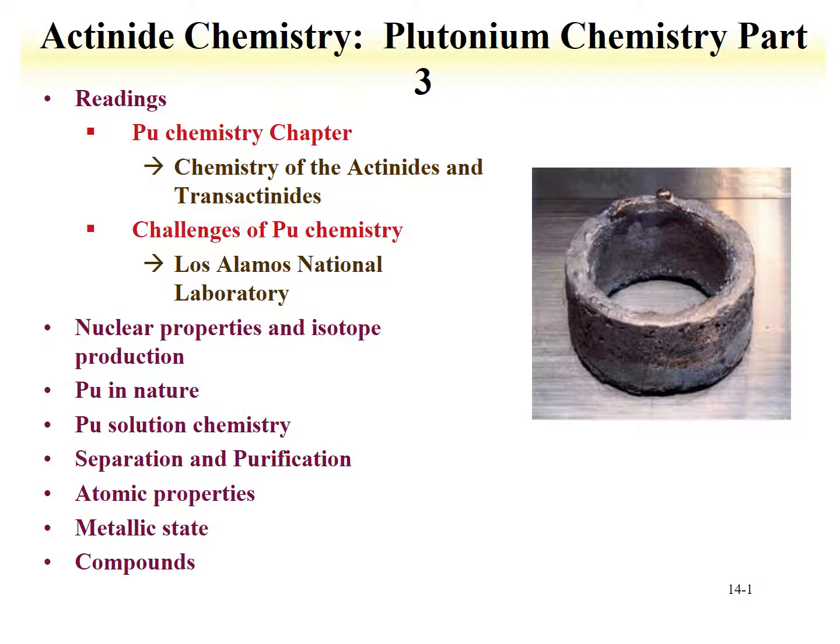Welcome to the third part of the plutonium chemistry lecture for the Actinide Chemistry course. Again, the readings for part 3 are the same as part 1 and 2, the plutonium chemistry chapter and the challenges of plutonium chemistry. This part is going to have a brief discussion on radiation damage and then a discussion on plutonium compounds.